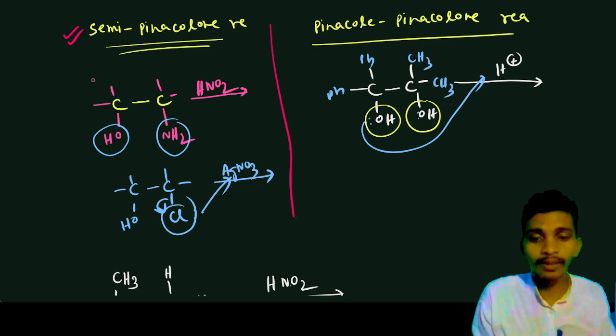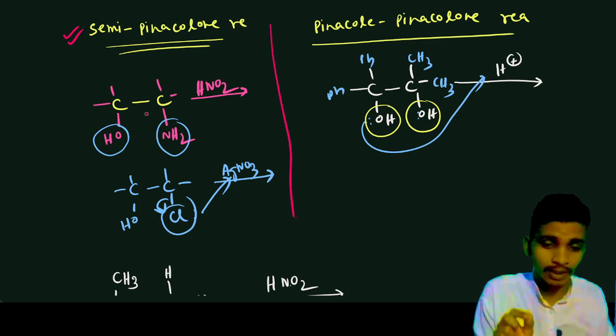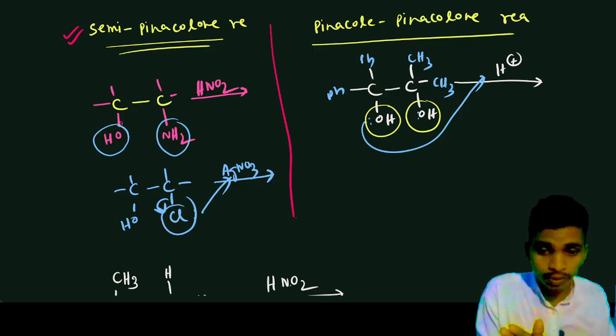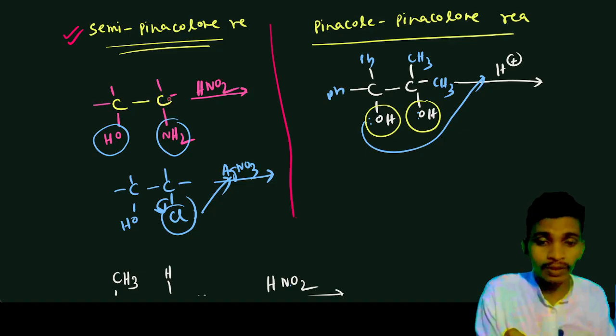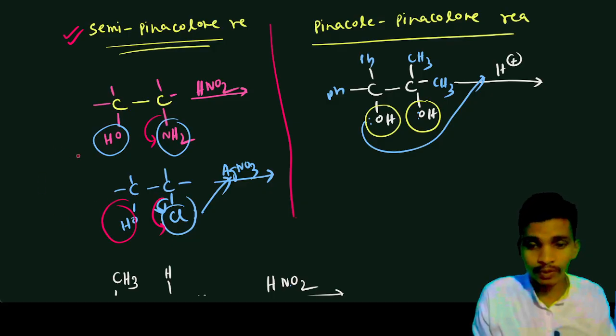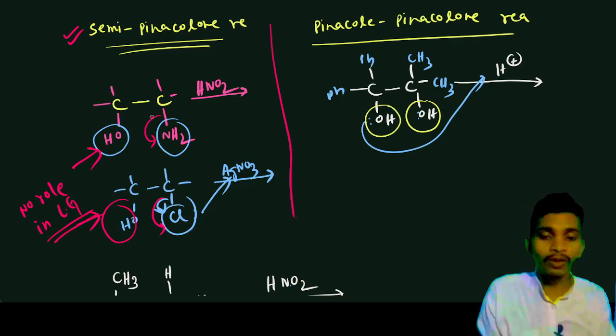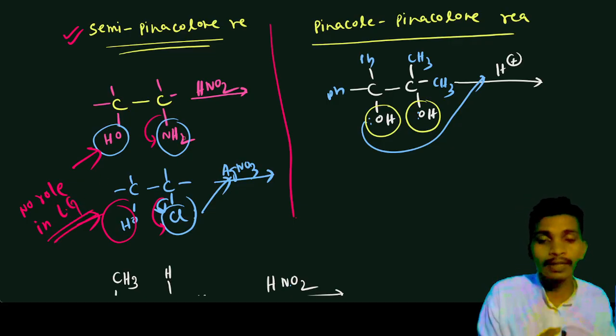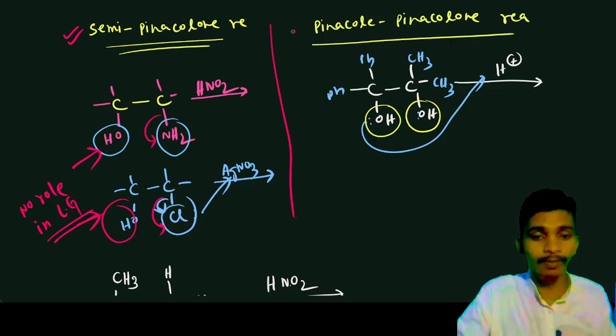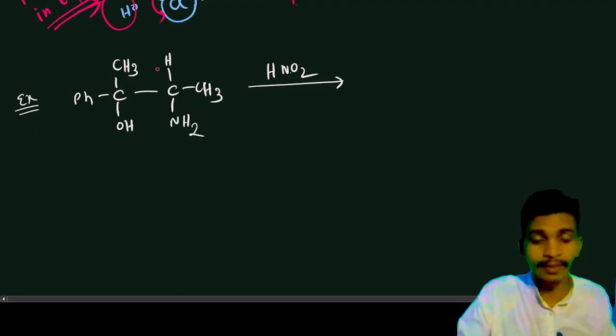So the setup is two adjacent carbon atoms. One carbon has OH, and the adjacent carbon has NH2 or Cl, such that this group always leaves. The OH will not leave; it plays no role as a leaving group. So that is about the semi-pinacolone rearrangement. Now we will look at examples to make this name reaction clearer.